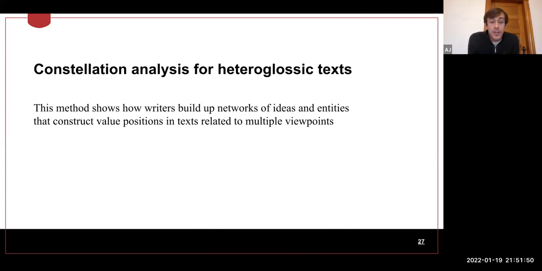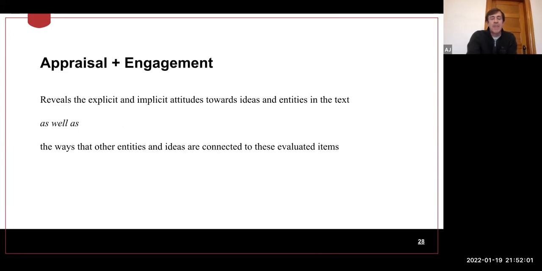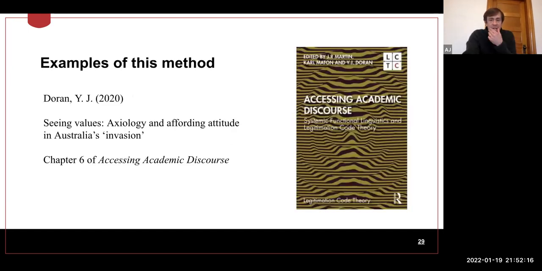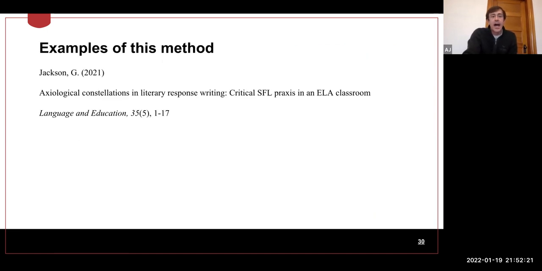This method ultimately shows how writers build up networks of ideas and entities that construct value positions in texts. And these texts have multiple viewpoints. And the combination of appraisal and engagement reveals the explicit and implicit attitudes towards the ideas and entities in the text, as well as the ways that other non-evaluated entities and ideas are connected to those evaluated items. So again, going to Accessing Academic Discourse for Yagan's chapter 6, fantastic. And then I have an article in Language and Education that you can see for this method.